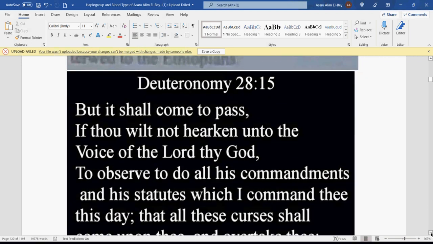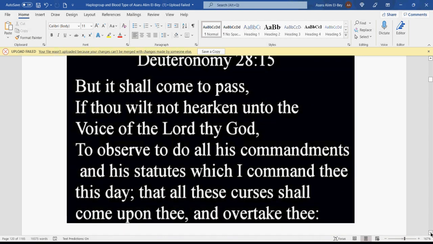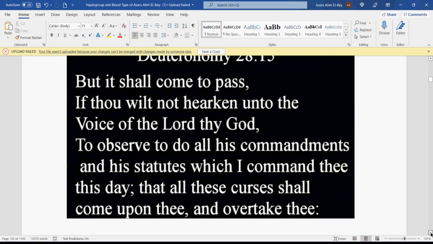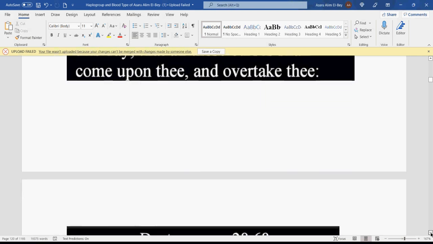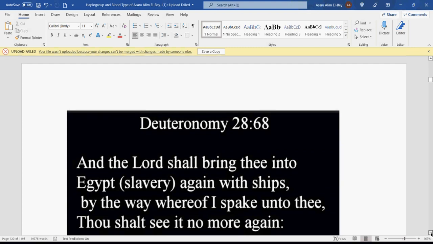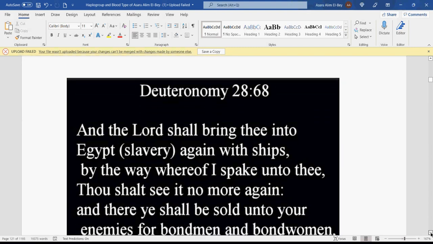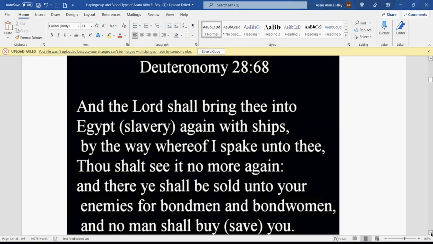Deuteronomy 28:15, but it shall come to pass, if thou wilt not hearken unto the voice of the Lord thy God, to observe to do all his commandments and his statutes, which I command thee this day, that all these curses shall come upon thee and overtake thee. All right, so what are these curses? Well, Deuteronomy 28:68 says, and the Lord shall bring thee into Egypt, slavery, again with ships.